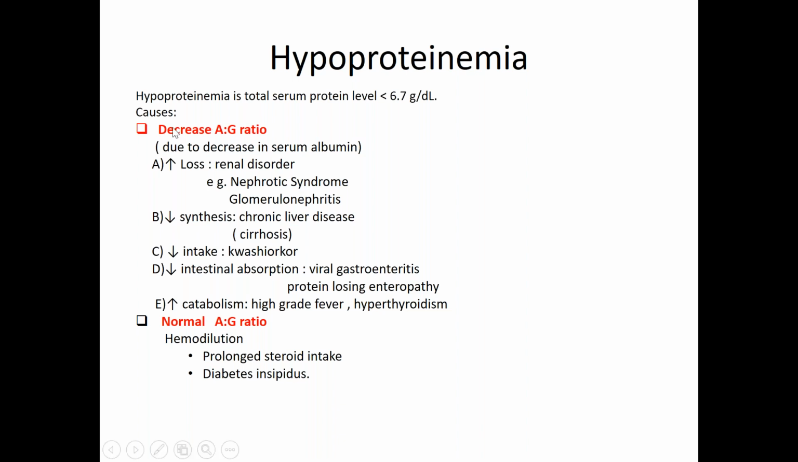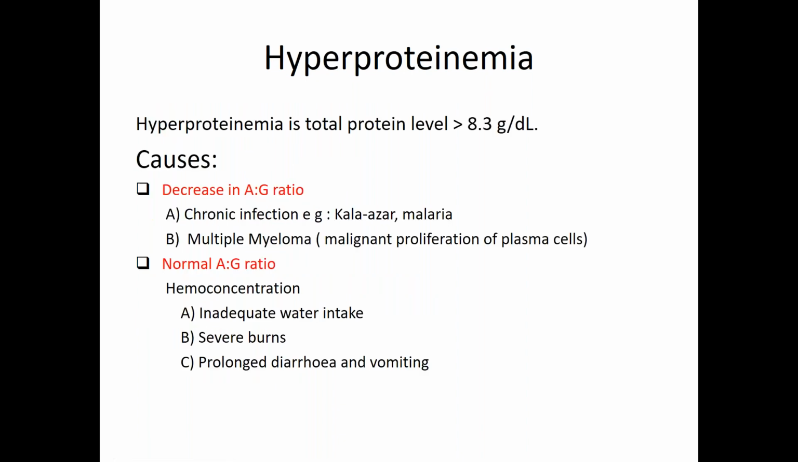And you have to know it separately: hypoproteinemia with decreased AZ ratio and hypoproteinemia with normal AZ ratio. Now coming to hyperproteinemia. When the total serum protein level is more than 8.3 gram per deciliter, it is hyperproteinemia. And again here, it can be of two types, with decrease in AZ ratio and with normal AZ ratio.